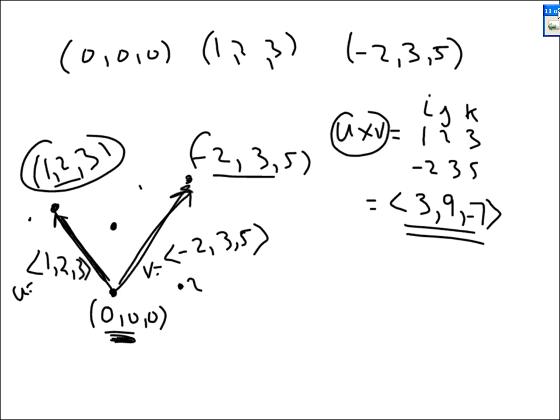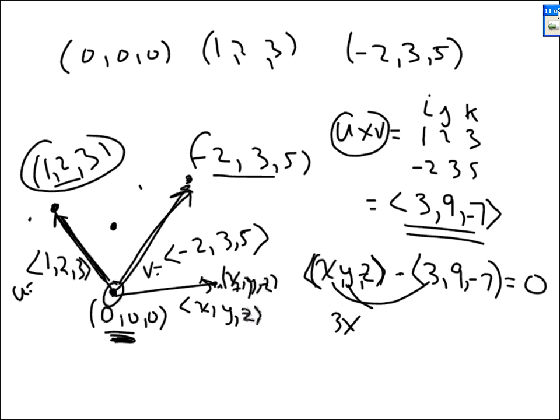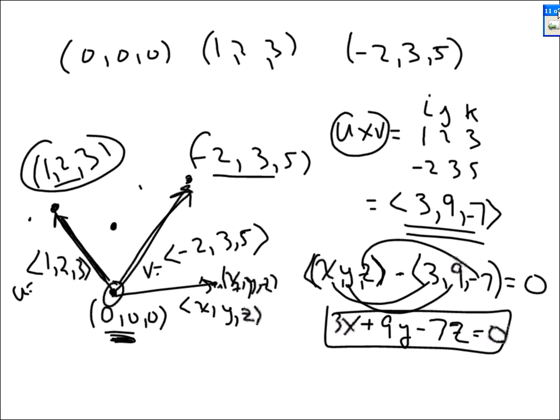So I take an arbitrary point, x, y, and z. Let me be a little bit more clear. This vector, if it ends at x, y, z, then since it started at the origin, the vector component would be x, y, z. If I dot it with 3, 9, negative 7, I want to get 0. So it's 3x plus 9y minus 7z equals 0. That's the equation of my plane.